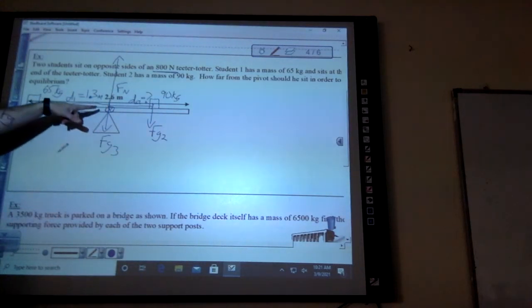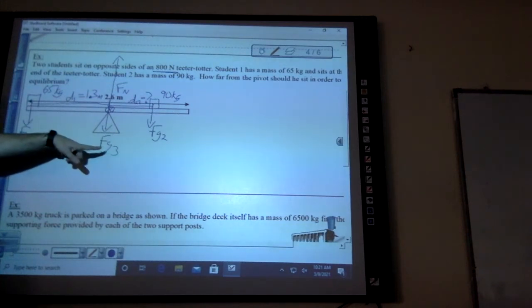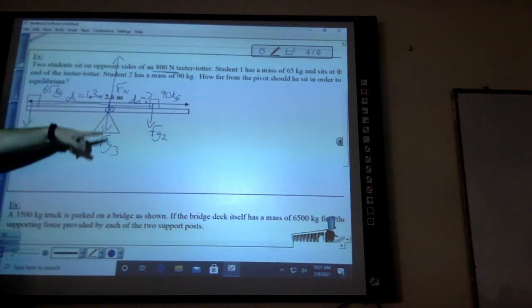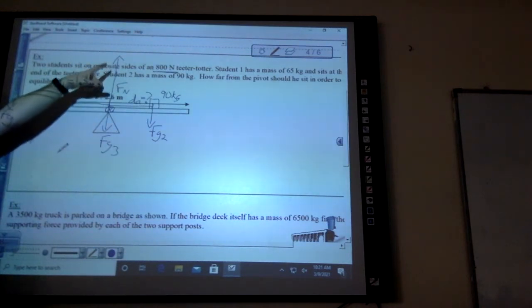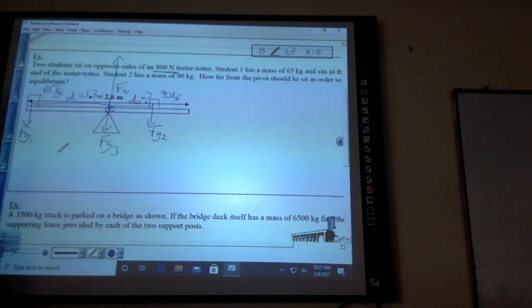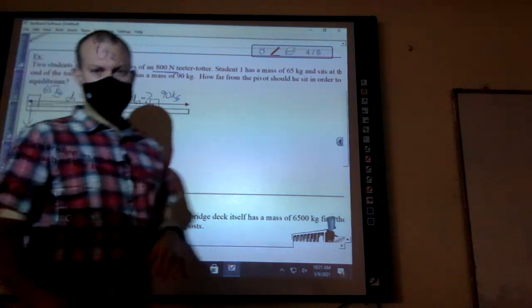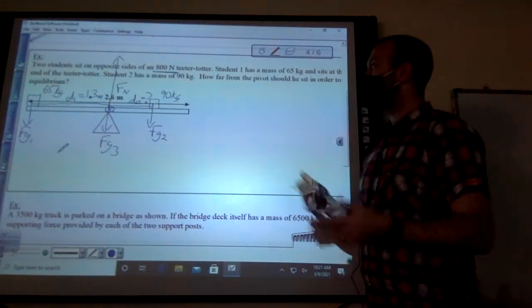What is my distance to FG3? Nope. FG3, what's the distance to FG3? 0. What's the distance to FN? 0. Great, so I don't care about those forces. Even though you're given them, I don't really care about them.